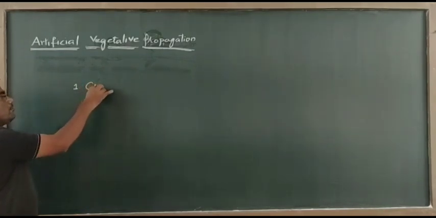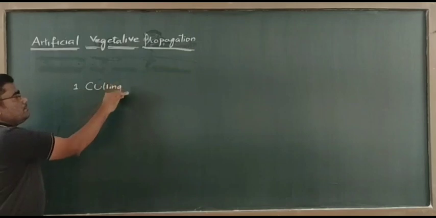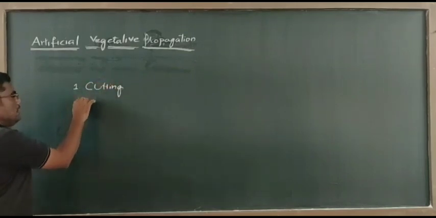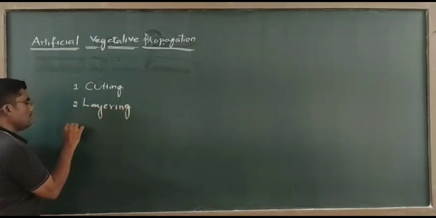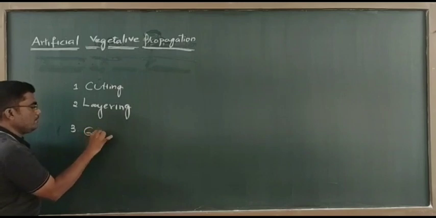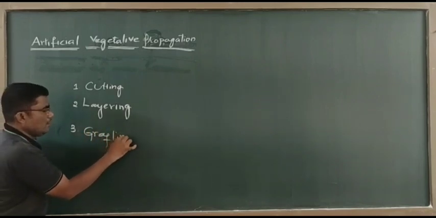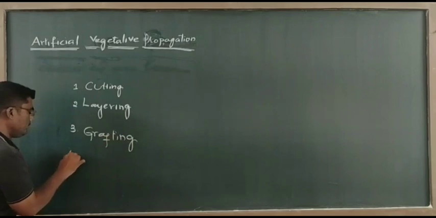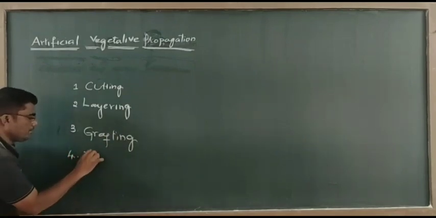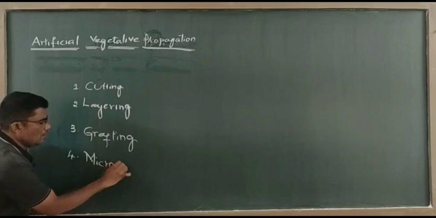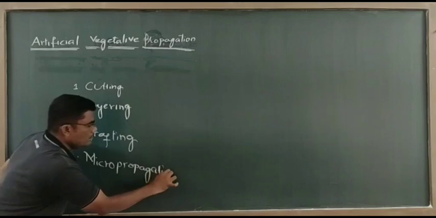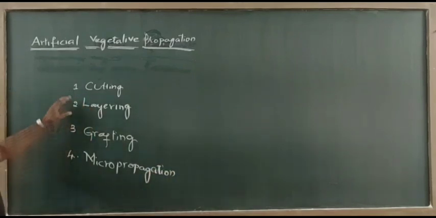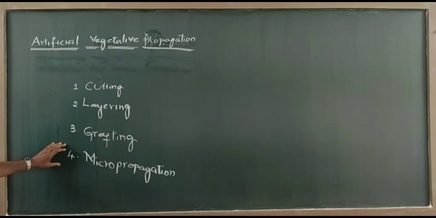One is cutting, second layering, third grafting, fourth method micro propagation. Okay, here we have 4 different types of methods in artificial vegetative propagation.